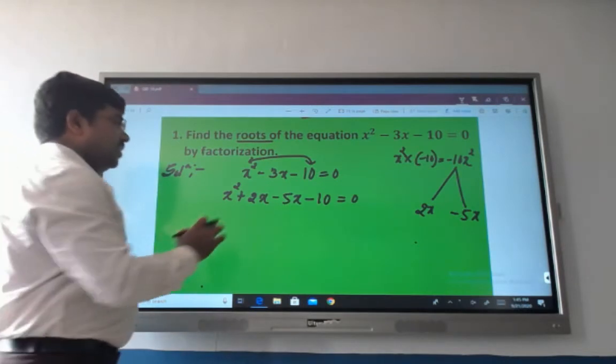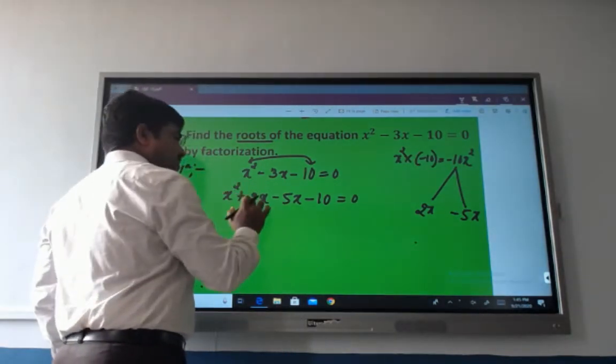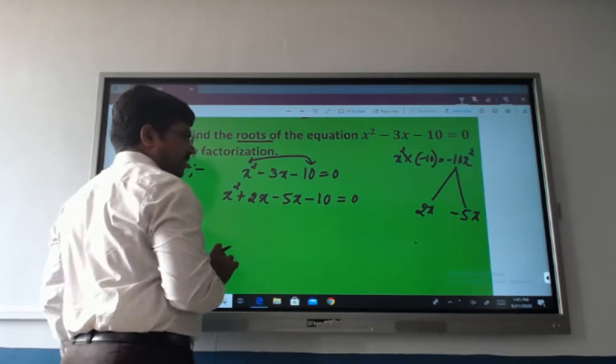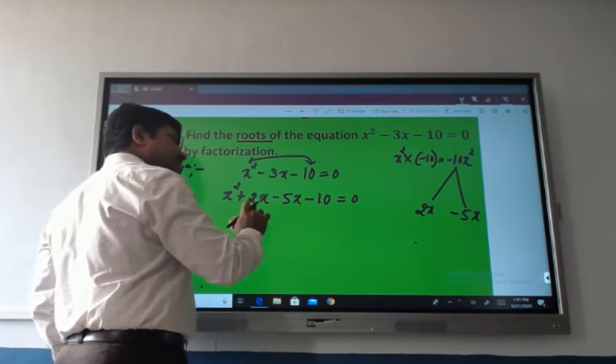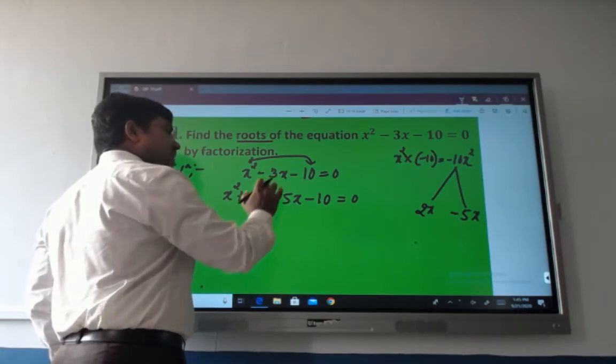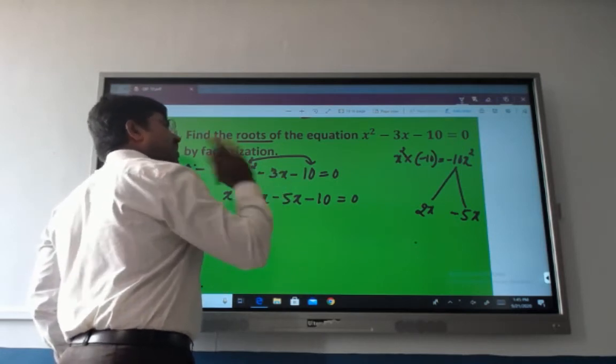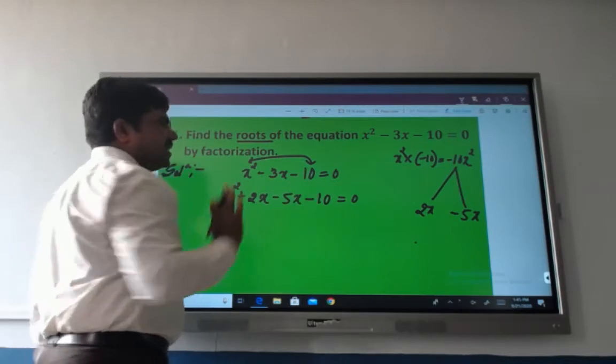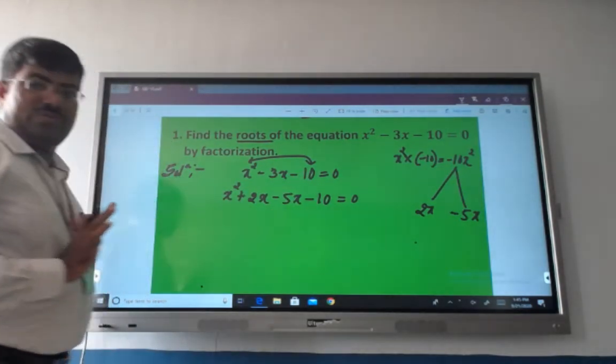Now here, plus x square as it is, plus 2x and minus 5x is there. So in the bigger one we have to subtract this plus 2x, what do we get? These two are like terms. So we subtract plus 2x, we will get minus 2x. Then minus 10 as it is, equal to 0.